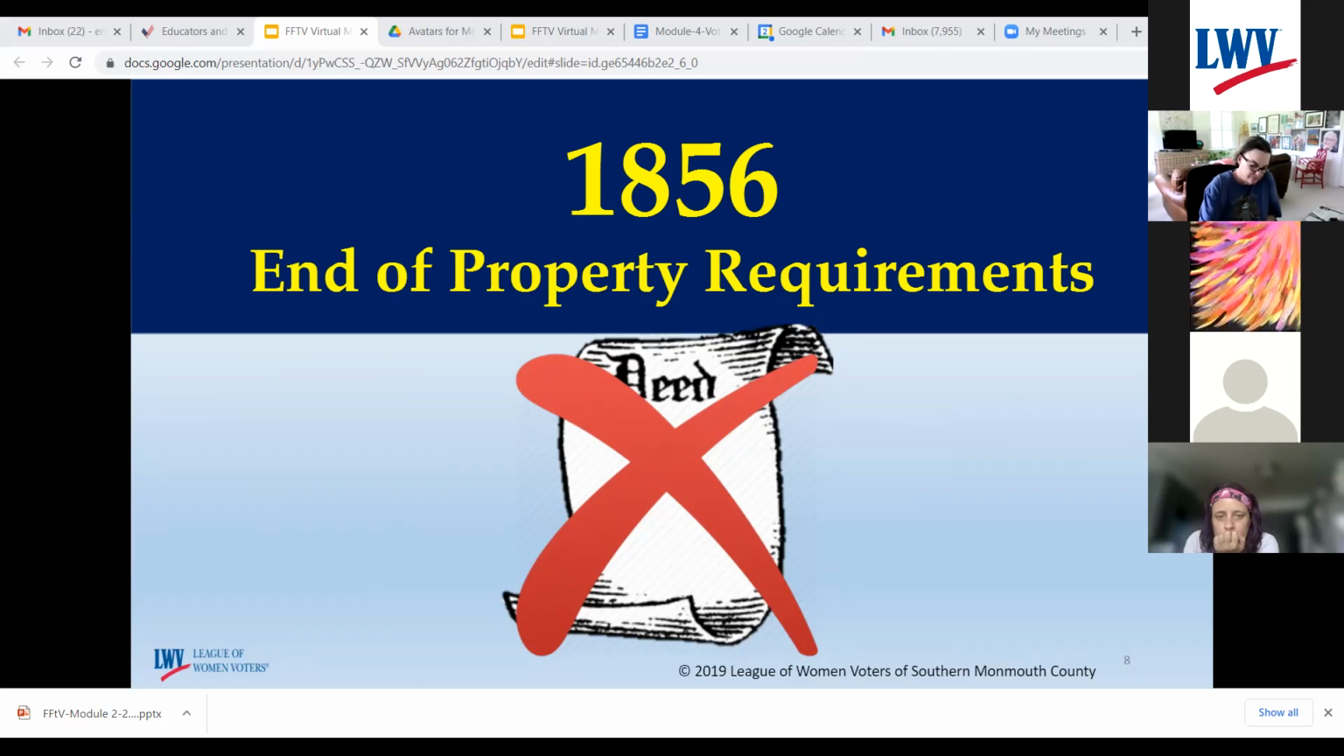And finally, they won the right to vote state by state, because remember, the states have the authority to decide who can vote. So we've reached the next milestone on our timeline of suffrage. By 1856, North Carolina was the last state that gave up property requirements as a condition of voting.